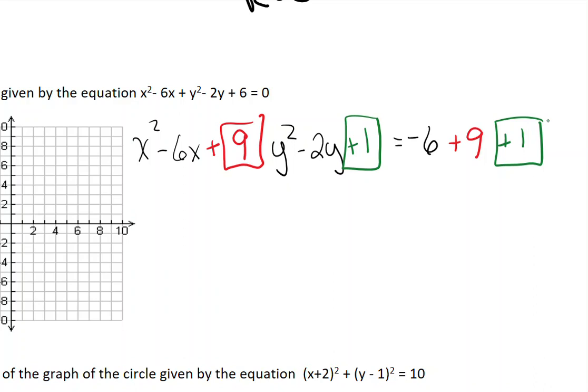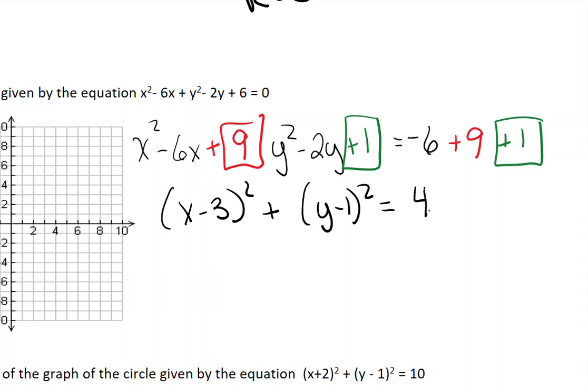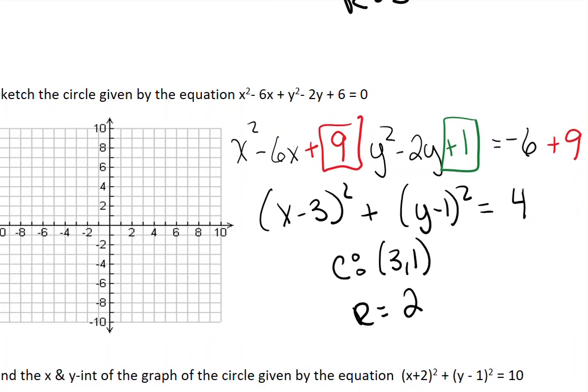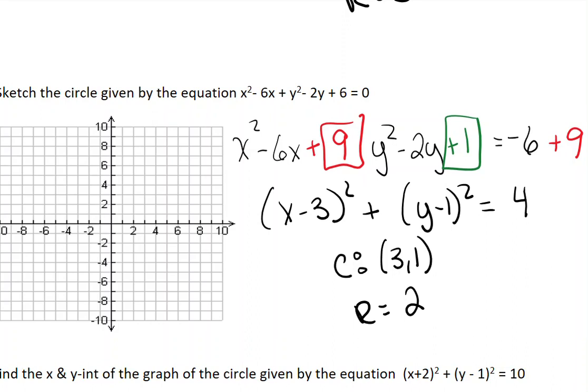All right, let's factor the x's. What does it become? What about the y's? Y minus 1 squared. And then on the right, we get 4. So you got to do the 9 and the 1 over the 2. Keep it balanced. All right, what's the center? 3, 1. What's the radius? No. 2. Square root. Always a square root. Constant. On the right, the 4.